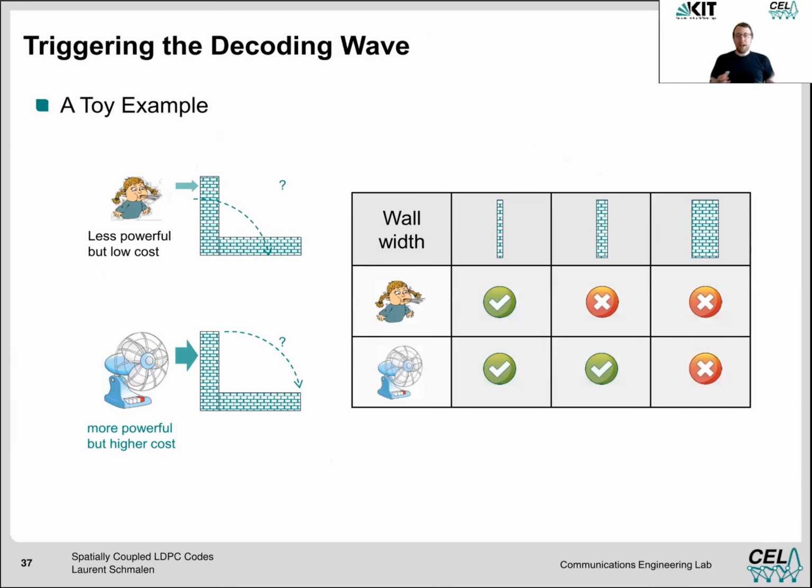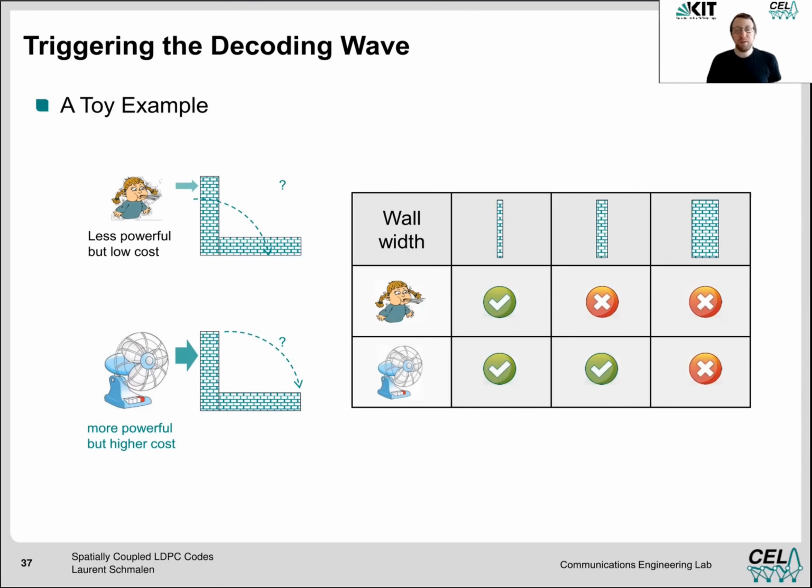So here's a toy example of why this works. Let's assume we want to push a wall over to the side. And we have a child. The child just has the capabilities of its lungs, so it can blow on the wall. And for some tiny walls, the child may be successful. But if we increase the width of the wall, the child is not going to be successful anymore in blowing this wall over. Then we can have a powerful device like a ventilator.